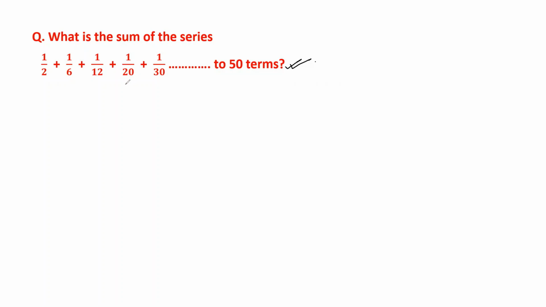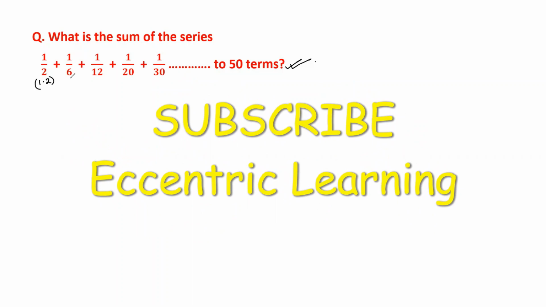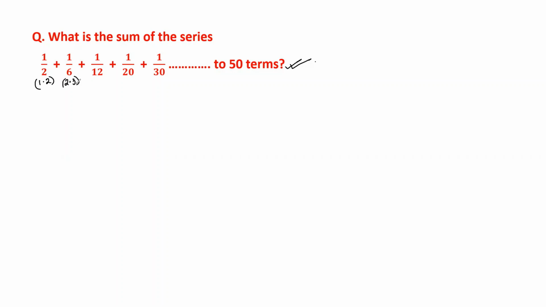Well, to find the sum for such kind of series, the best approach is to find the nth term and then to express the nth term as a difference of two fractions. Here, if you observe carefully, the denominator of the first term 2 can be written as 1 times 2. And the denominator of the second term can be written as 2 times 3. In a similar way, the denominator of the third term can be written as 3 into 4. The denominator of the fourth term can be written as 4 into 5 and so on.